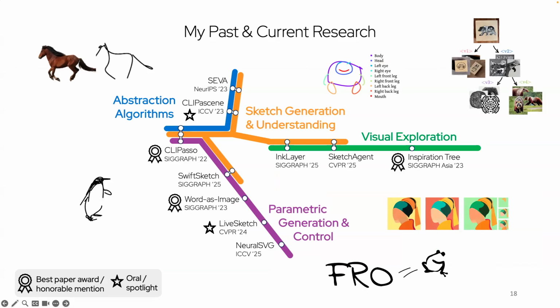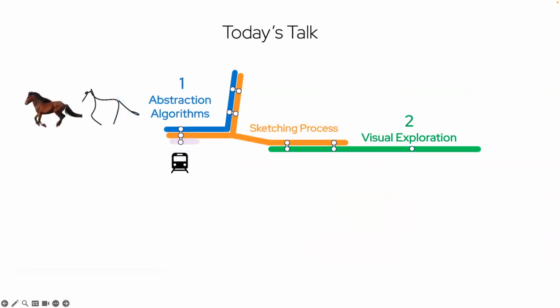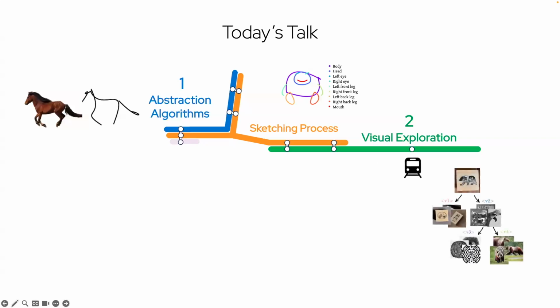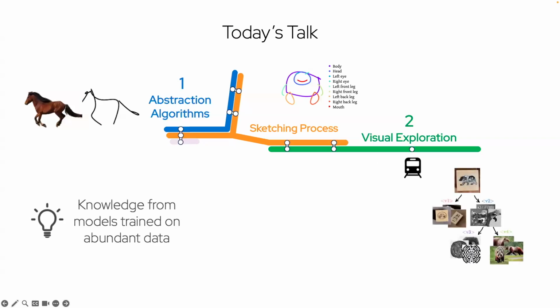So I've been working across these fields, and today we'll travel along a subset of the map. So we'll start with algorithms for abstraction, in the first part of the talk, and then in the second part of the talk, we'll talk about visual exploration, also through the lens of sketches and also through image space, just showing you the diversity of this field.